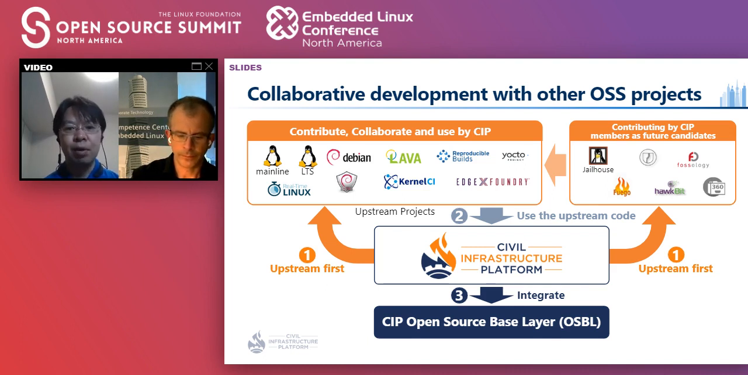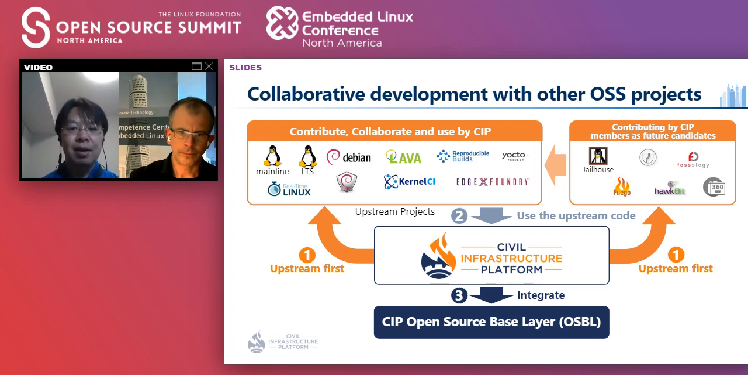to evolve its goals. And then we use the upstream code results in the Civil Infrastructure Platform project to manipulate and to configure for our use cases. And that is the result of the CIP open source base layer.